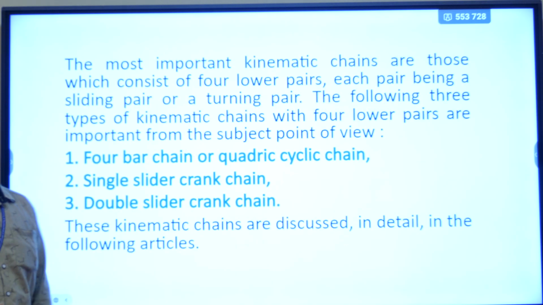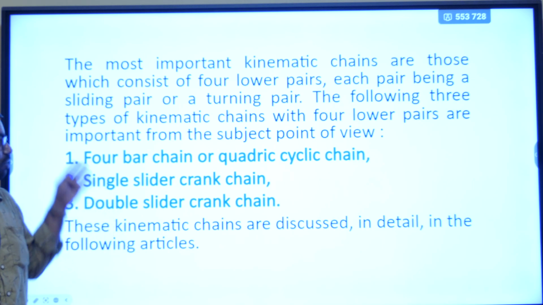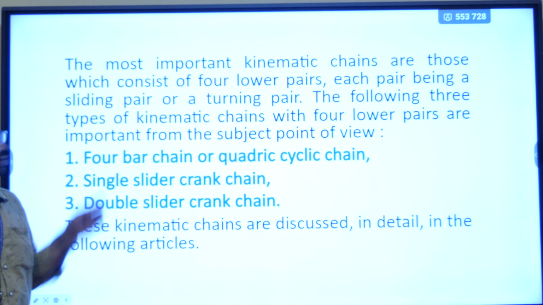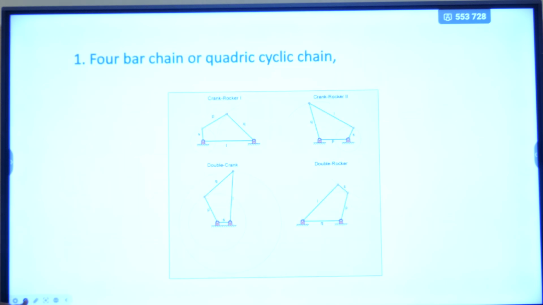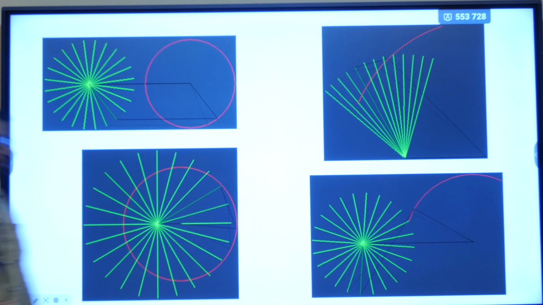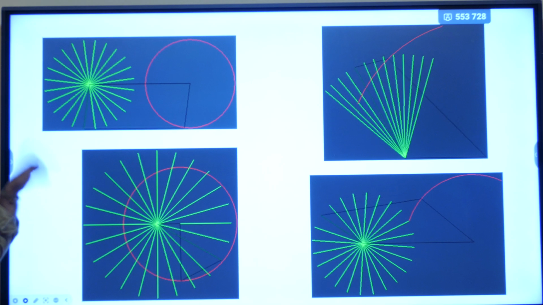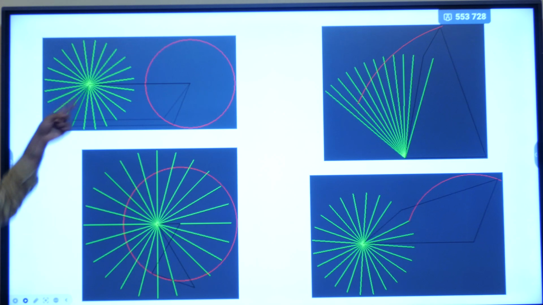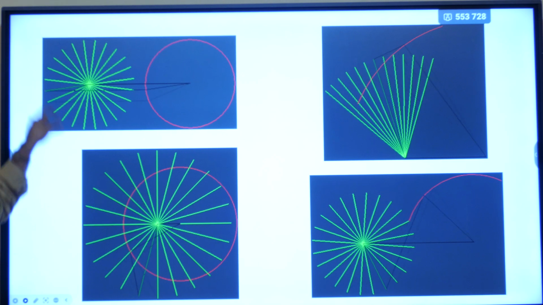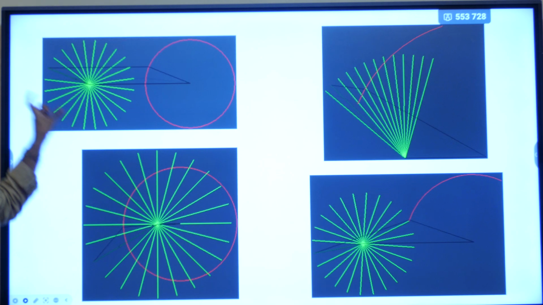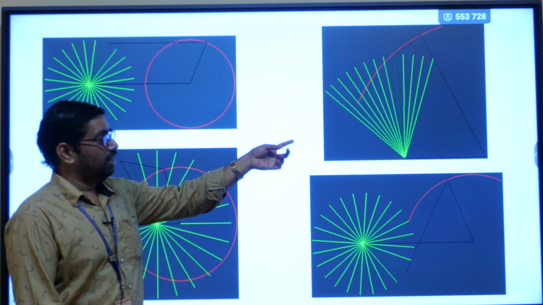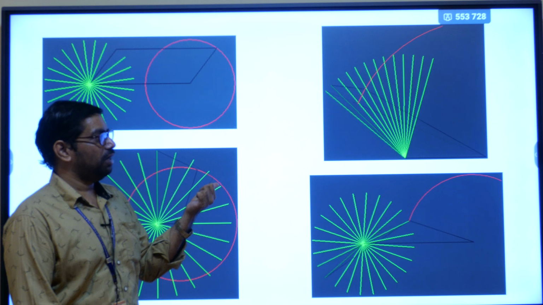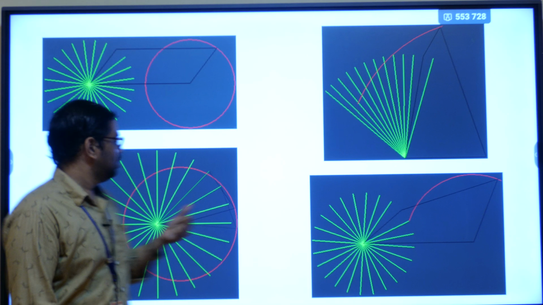Coming to the inversions of the mechanism, we have three different types of kinematic chains: the four-bar kinematic chain, the single slider crank chain, and the double slider crank chain. Here we can observe some animations of the inversions. This represents the double crank mechanism, where the shortest link is fixed and the remaining two links rotate completely. In this case, we can also develop the double rocker mechanism, where it makes oscillations.